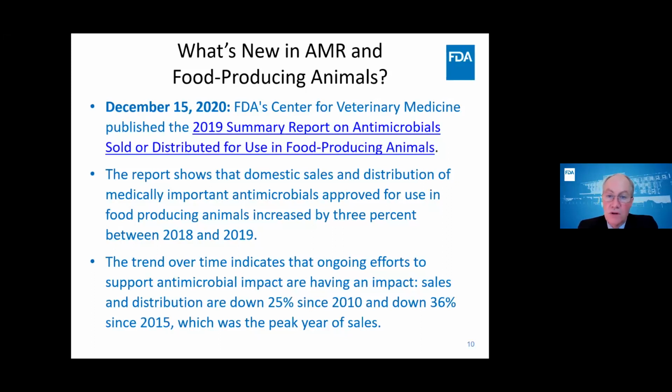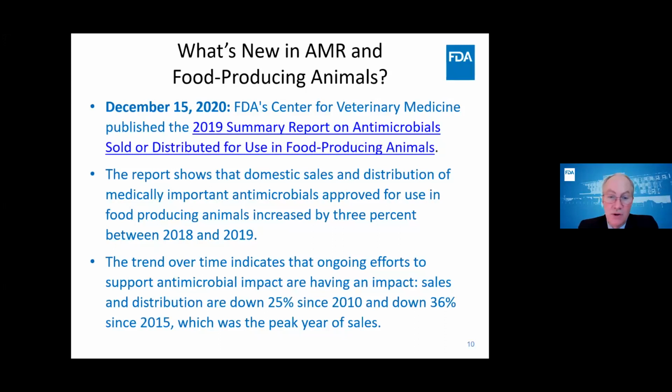And so this report shows domestic sales and distribution of medically important antimicrobials. Again, remember that there are a lot of substances that are out there with antimicrobial properties. A lot of our stewardship and our surveillance efforts are directed toward medically important antimicrobials for use in food-producing animals. And so what we saw in this most recent report is we actually had a small increase by about 3% from 2018 to 2019.